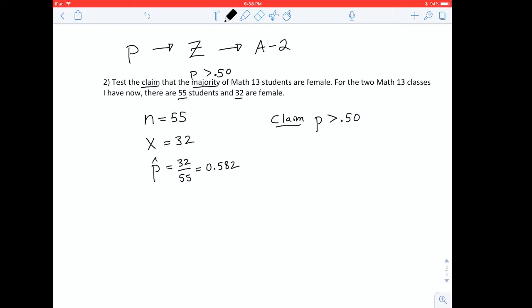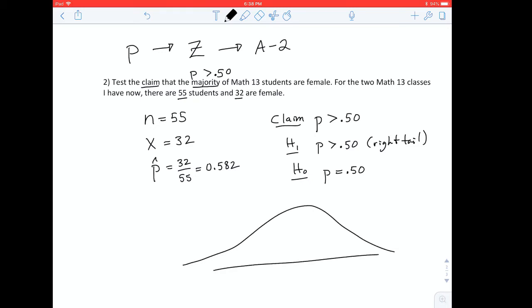Like I said, the main rule with H sub 1 or the alternate hypothesis is that it cannot have an equals. Since this claim does not have an equals, that means H1 is the same. And then since that arrow is pointing to the right, it means it's a right tail. And H sub O ignores what everybody else is doing and always says equals. And then draw the picture. It's a right-tailed test, so the critical value will be over here.